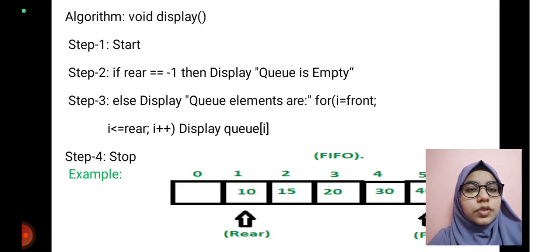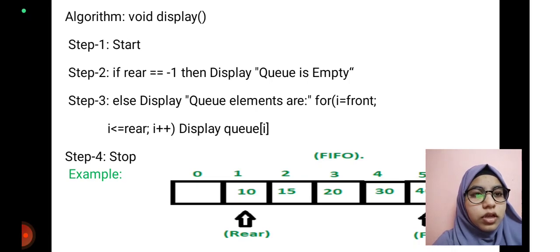Next, algorithm to display. Step 1, start. Step 2, if rear equal to -1, then display queue is empty. And step 3, else display queue elements are: for I equals to front, I less than or equal to rear, I plus plus, display queue of I. Step 4, stop. And to display the elements, we have this after insertion and deletion.